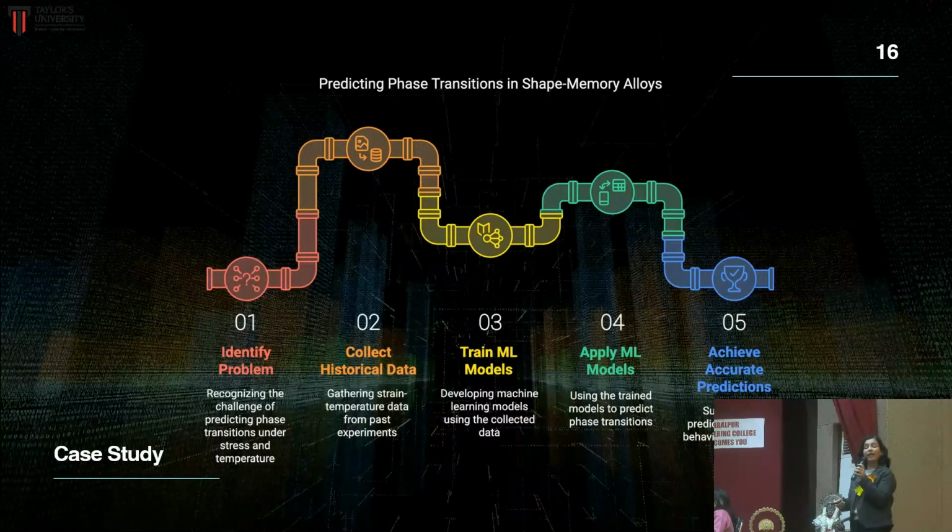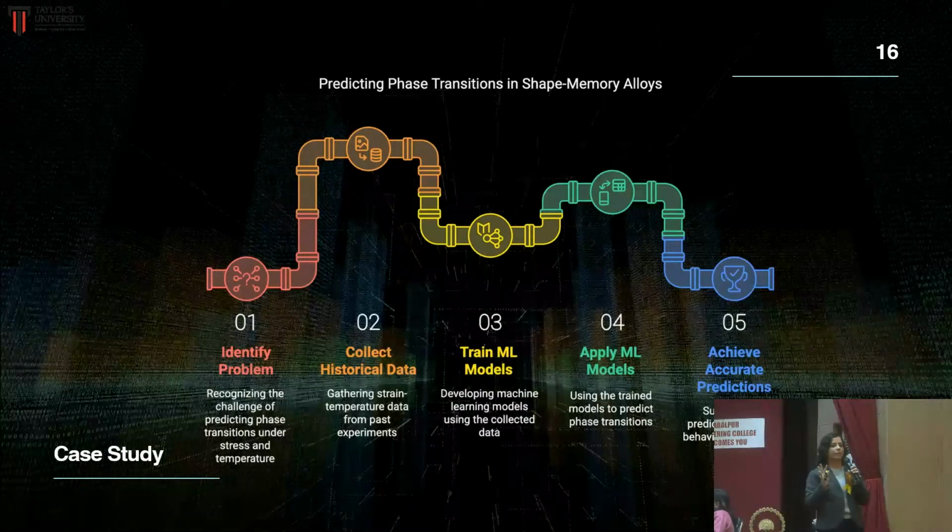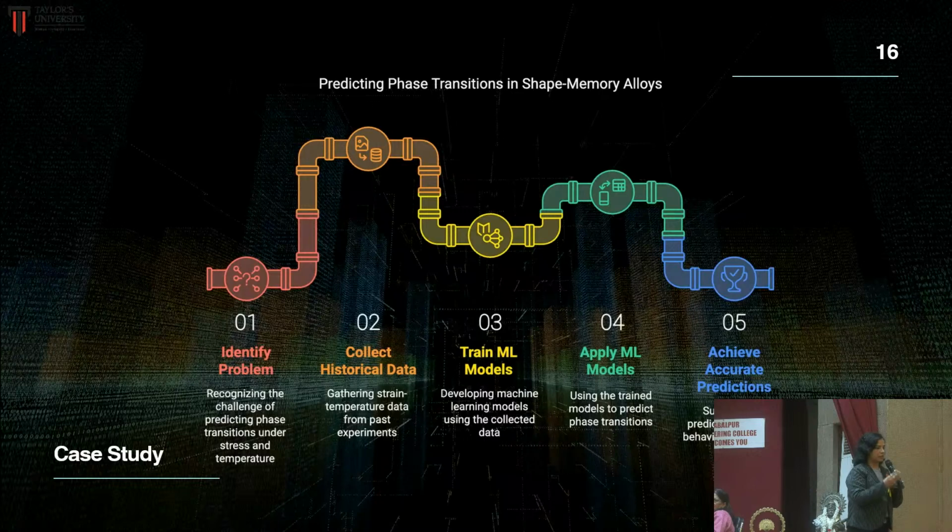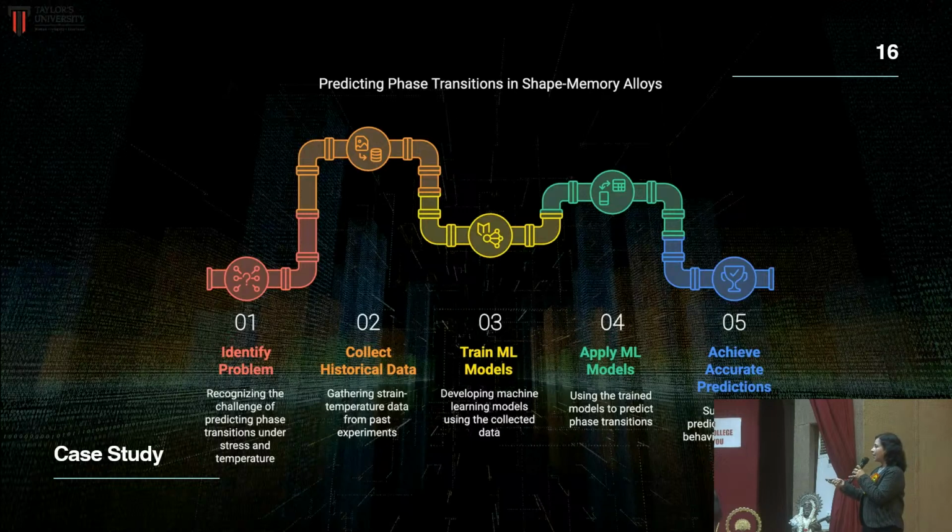Next, we have to collect the historical data. Now, data collection is the most important part of data science because data collection has to be done in an appropriate way by segmentation, by segregation of the data. Once we collect the data, we need to gather the strain temperature data from past experiments that have already been conducted. After that comes the third phase.